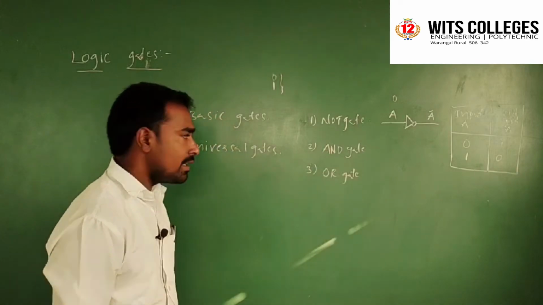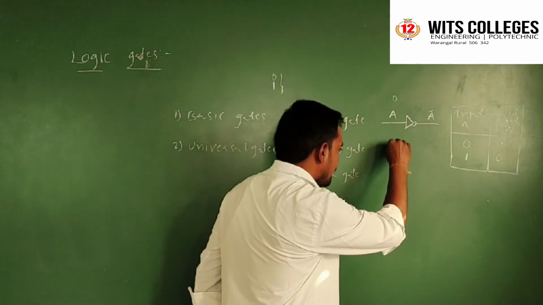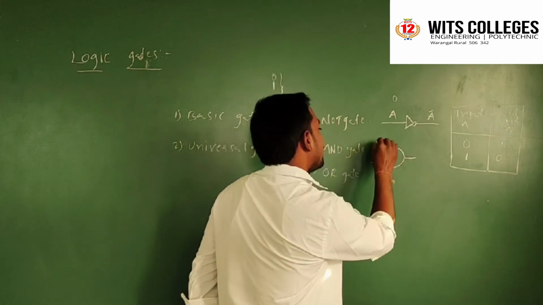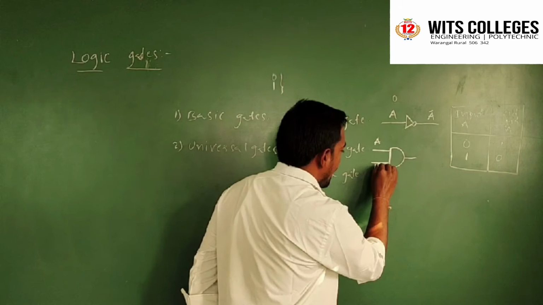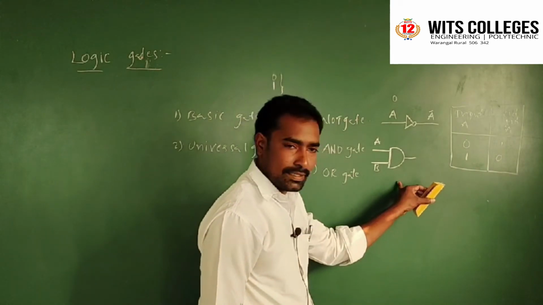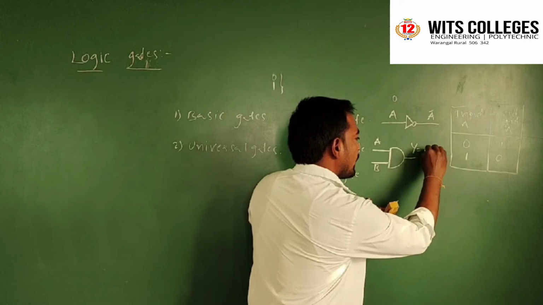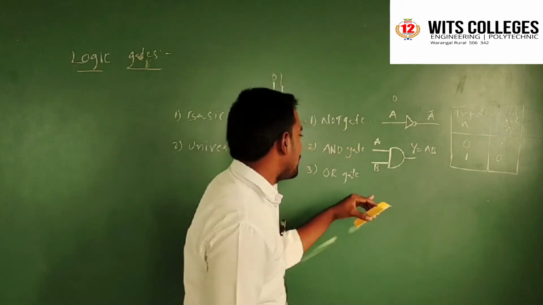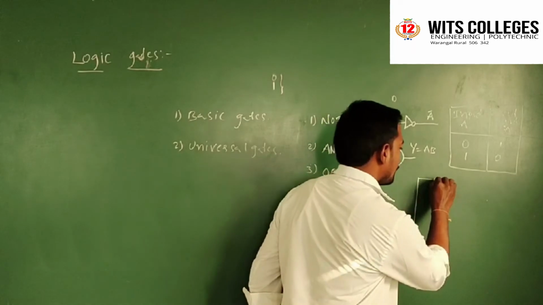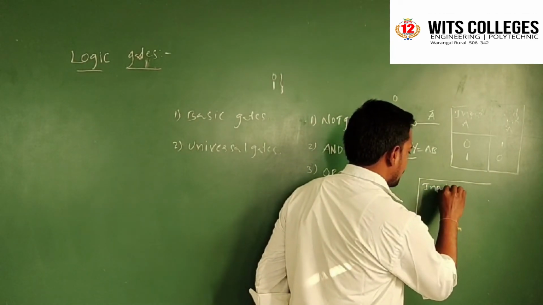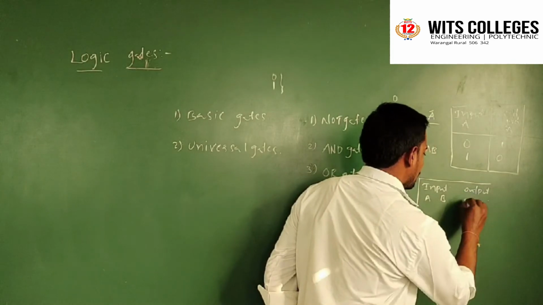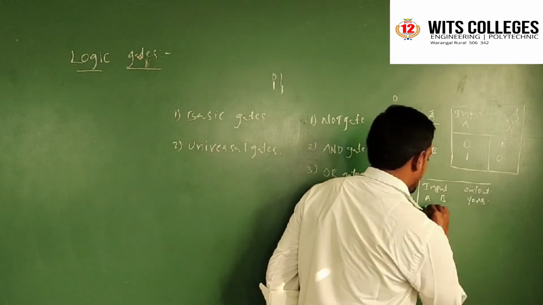Coming to the AND gate, the logic diagram of the AND gate, here I am drawing a 2 input AND gate, and I am giving the 2 inputs, A and B. This AND gate gives the multiplied output, that is Y equal to A into B. Coming to the truth table of the AND gate, here we are giving 2 inputs, A and B, and we are getting a single output, Y equal to A into B.